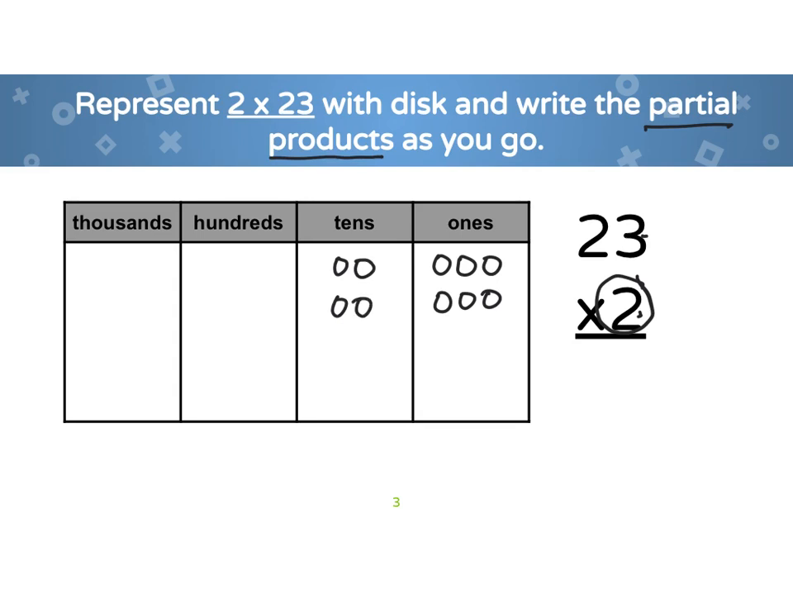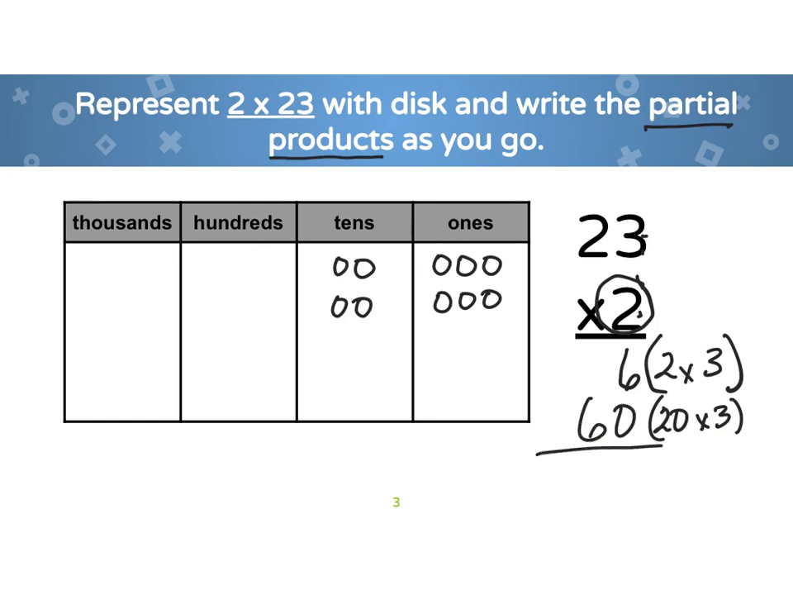So how I would show that in partial product would be like this. 2 times 3 is equal to 6. And then I have 20, because 2 tens is equal to 20, times 3 is equal to 60. So if I add those together, I have 66 as my answer. So that's how we would do partial product.